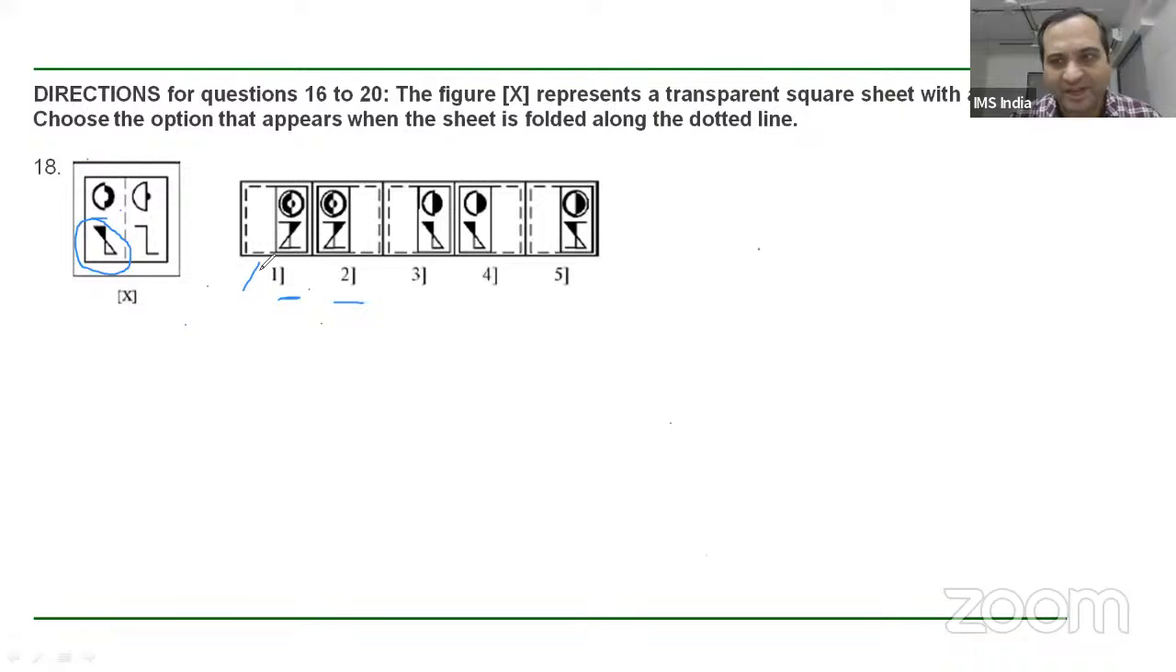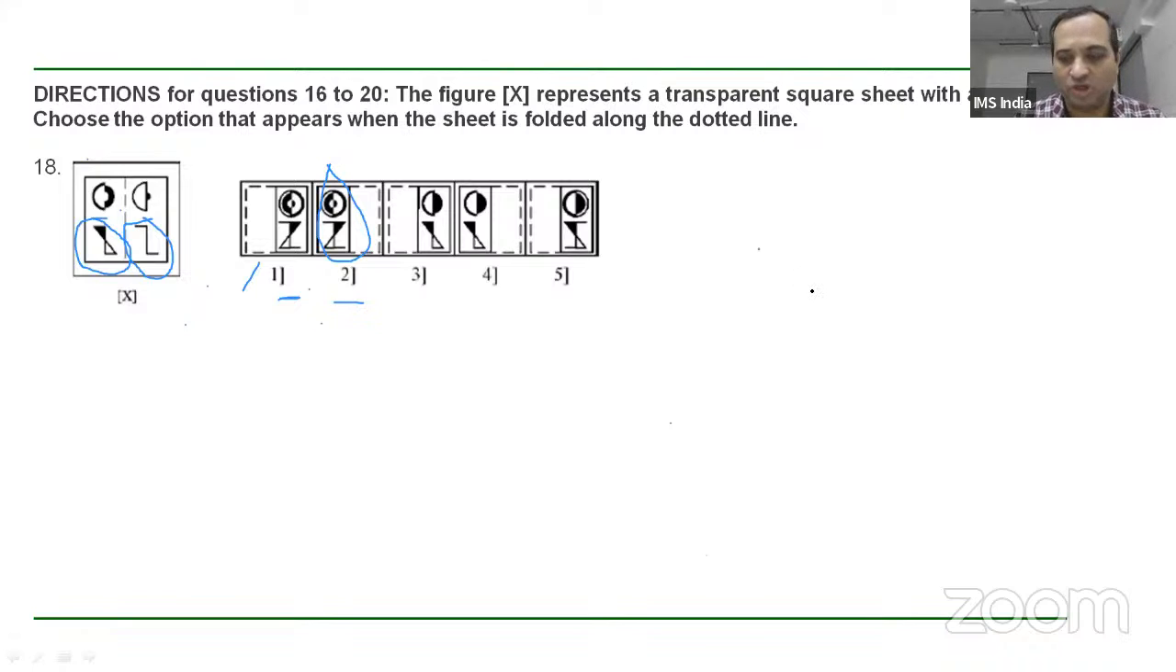In the second, nothing is wrong, but the paper is folded on the left hand side. When the paper is folded on the left hand side, your this angle of this element will change. The mirror image of that will happen. So this figure is what it looks like when paper is folded on the right hand side and not left hand side.